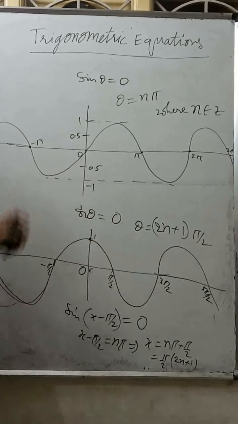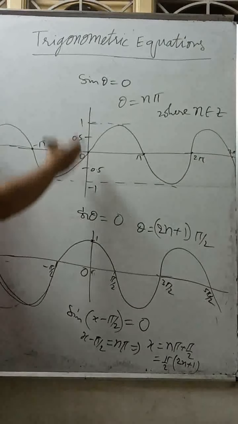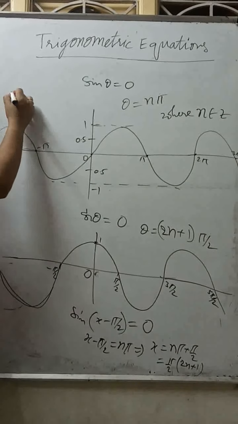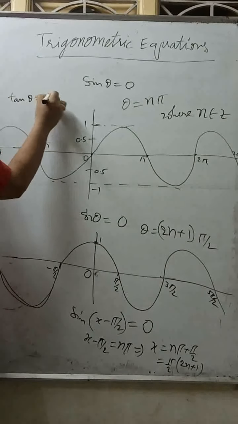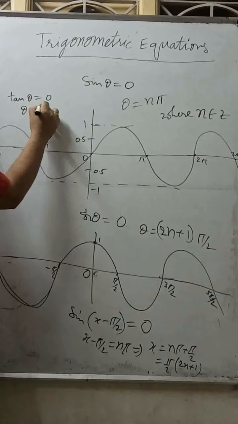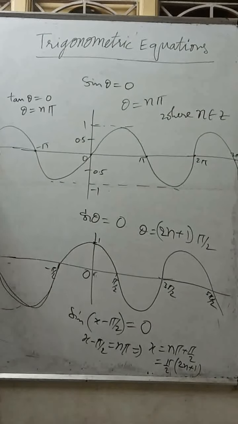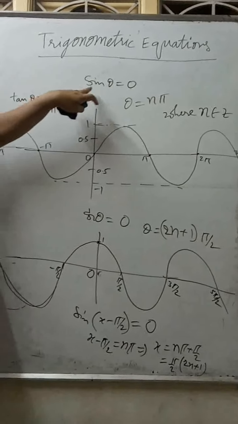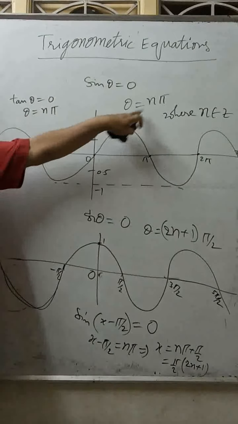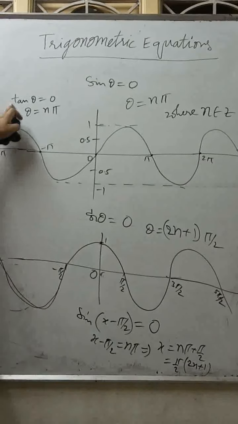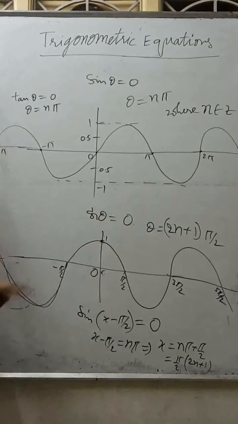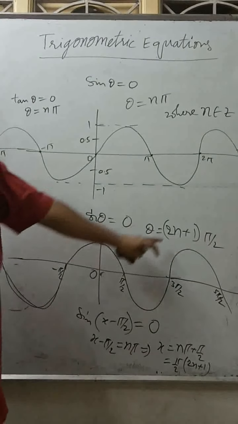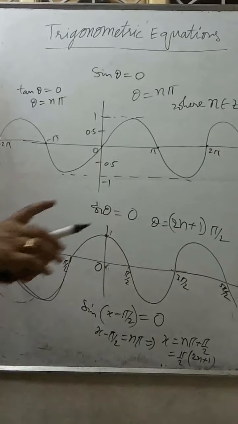And using these two, you can derive tan automatically. If sin is 0, tan is automatically 0. Means if tan theta equal to 0, then theta equal to simply n pi. So sin theta is 0 means the general solution is theta equal to n pi. Tan theta 0 also gives theta equal to n pi. Cos theta 0 means theta equal to odd multiples of pi by 2, 2n plus 1 into pi by 2.